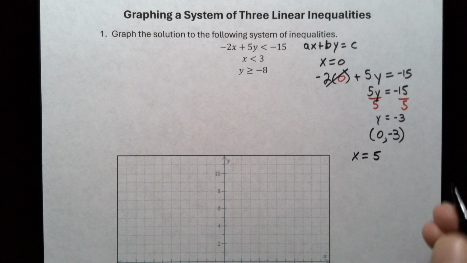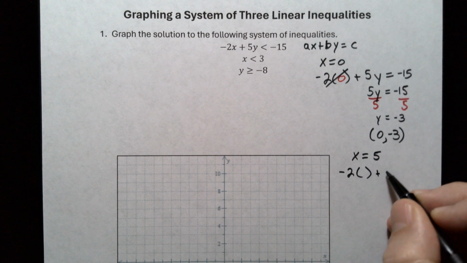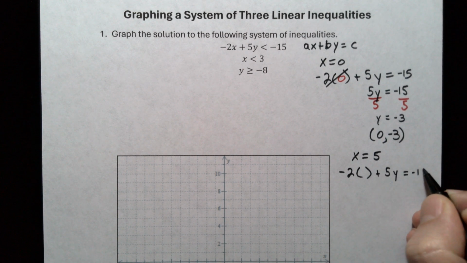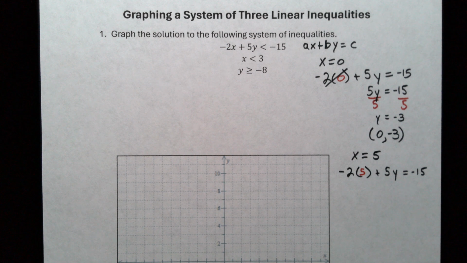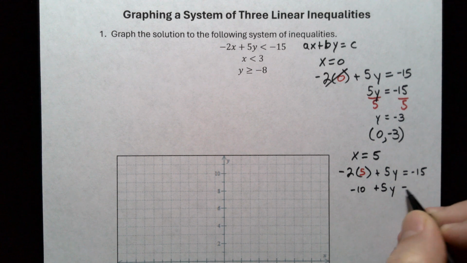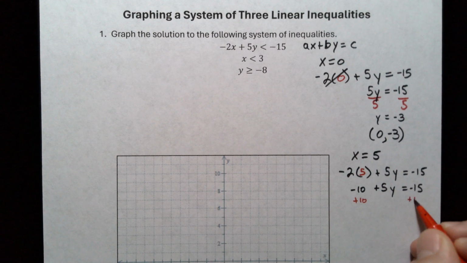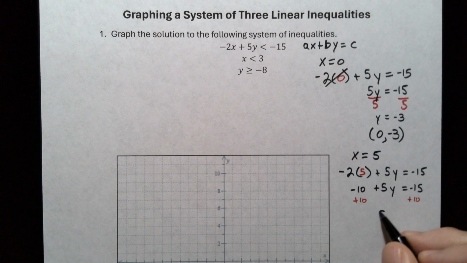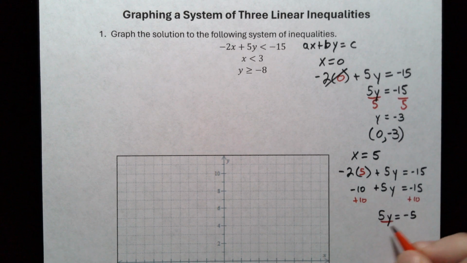So if I use x equals 5 and find the corresponding y value, that'd be negative 2 times, here's my parentheses where I'm going to put that 5, plus 5y is equal to negative 15. So that will end up being negative 10 plus 5y equals negative 15. Now I need to get the y by itself, so I add the 10 over here. That gives me 5y is equal to negative 5. If I divide both sides by 5, I get the corresponding y value, and that is y is equal to negative 1.